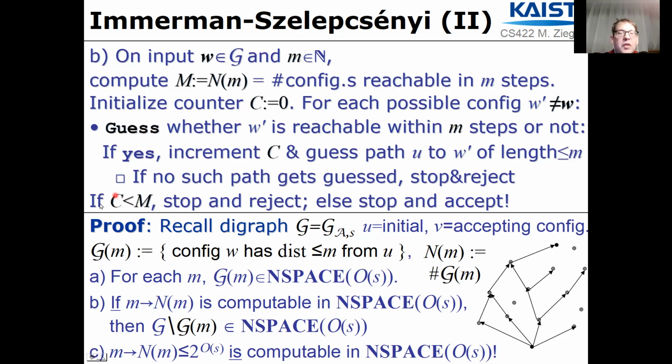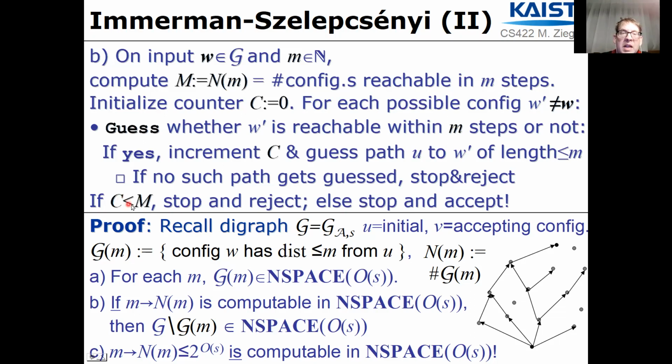At the end of this loop, we're going to check how many vertices we have guessed correctly to be reachable and been able to verify to be reachable within m steps. And if that is less, then we're going to stop and reject and abort. It cannot be larger, right? Observe that the counter cannot be larger than m, because m is the number of reachable configurations, and the counter is only incremented and the computation continues only once the reachability has been verified. So the case that c is larger than m cannot happen.